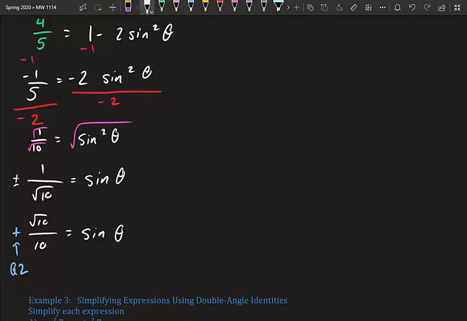Just as a random fact, it's not random, it's very important. Original sine is 1 over square root of 10. So if we were to use our sine, we use our original version.